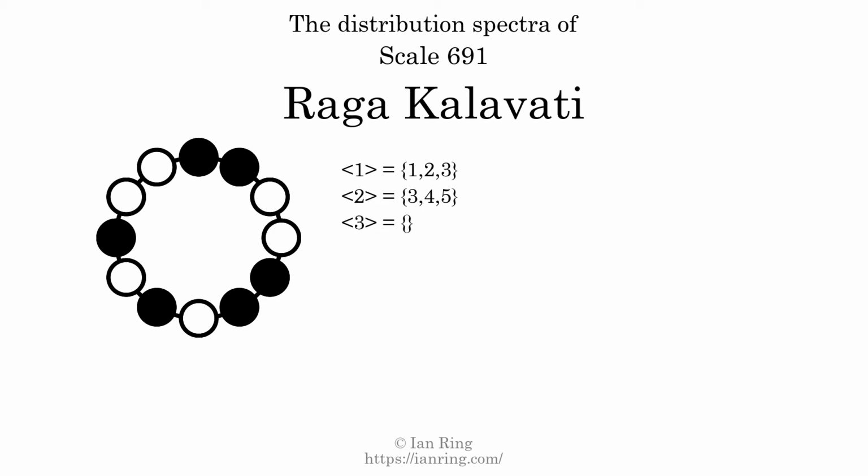The generic interval of 3 scale steps comes in 3 different specific interval sizes: 5 semitones, 6 semitones, and 7 semitones. The spectrum width of this generic interval is 2. The generic interval of 4 scale steps comes in 3 different specific interval sizes: 7 semitones, 8 semitones, and 9 semitones. The spectrum width of this generic interval is 2.